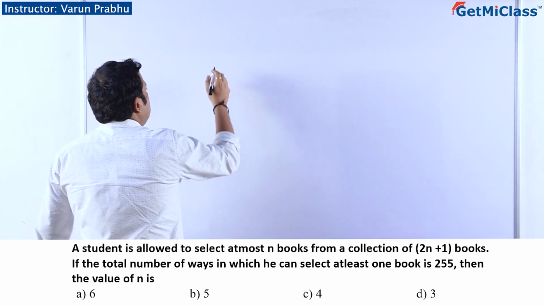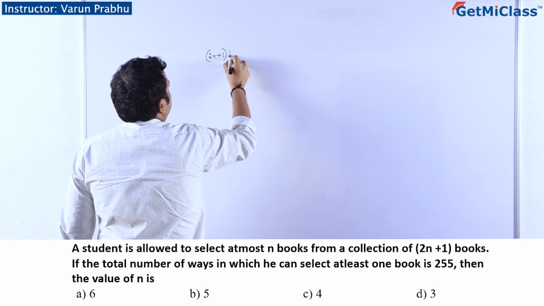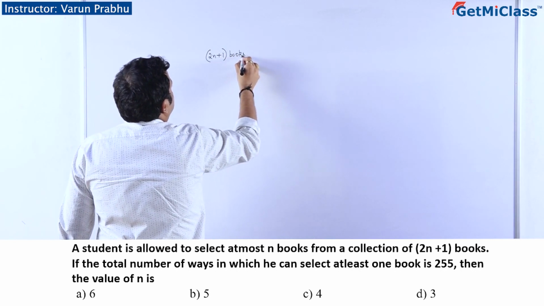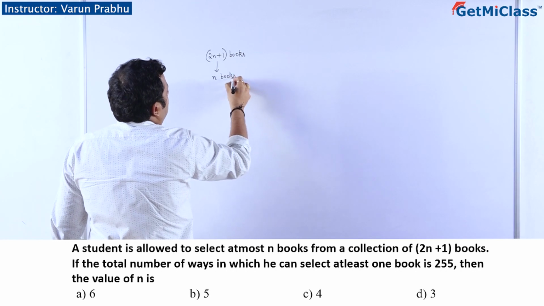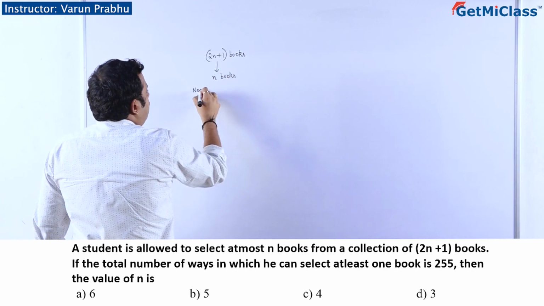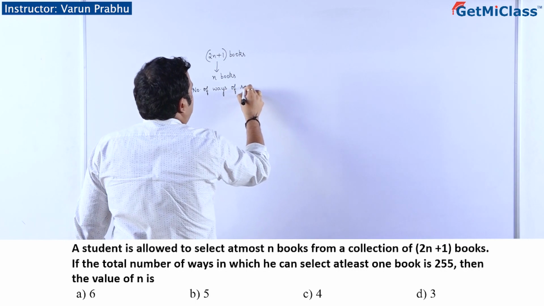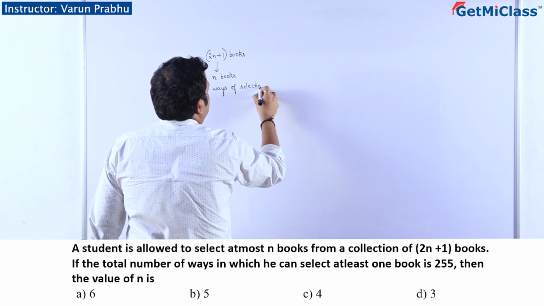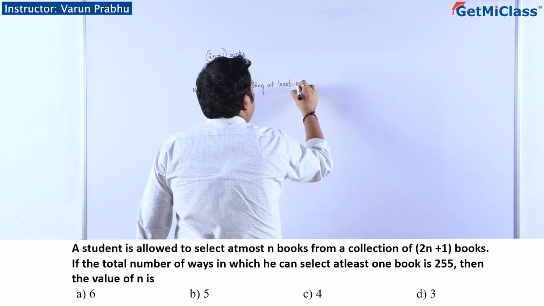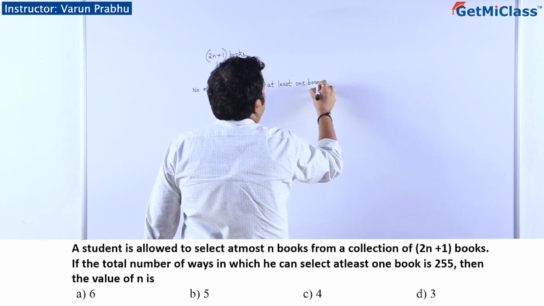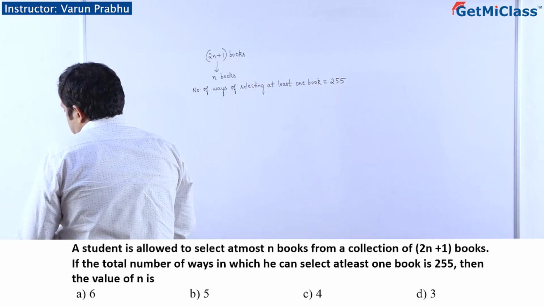Now if you see here, from 2n plus 1 books, a student is allowed to select n books. Okay, the number of ways of selecting at least one book is given in the problem as 255. At least one book.